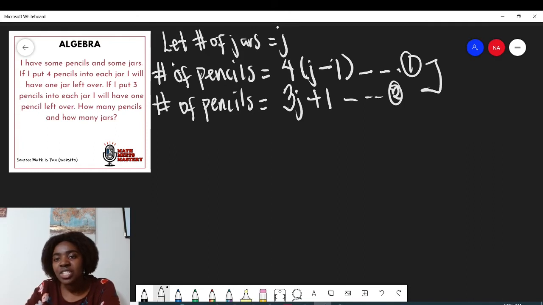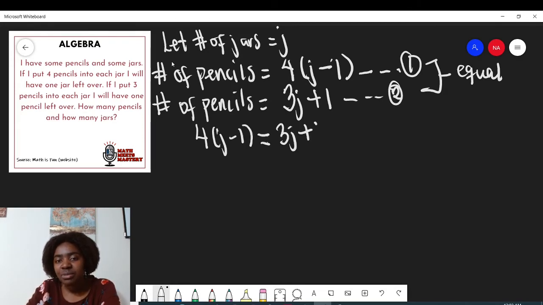Now, these equations are equal, right? It's the same number of pencils, it's just being expressed in a different way. So if they're equal, I can equate them by connecting them with an equal sign. So that's 4J minus 1. This is the same as 3J plus 1, right?